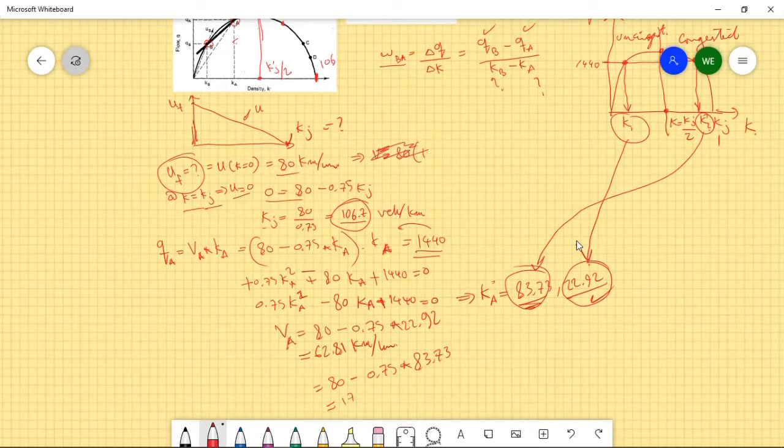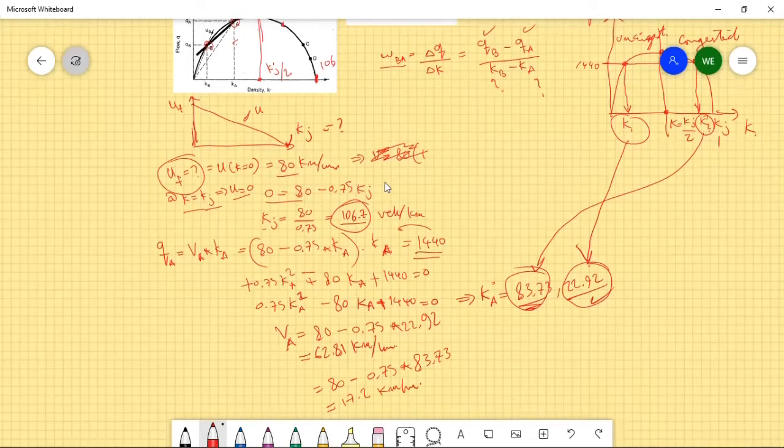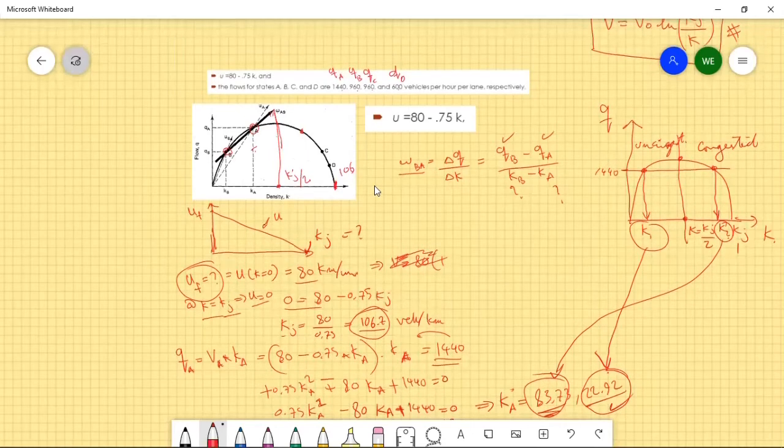17.25. Okay, 17.20 kilometers per hour. So that means the slope of the line is going here. And we can see from the figure that it's in the uncongested region, correct? So we go with this value.